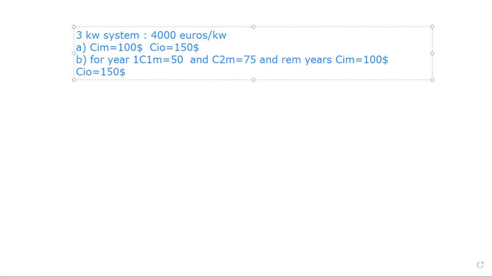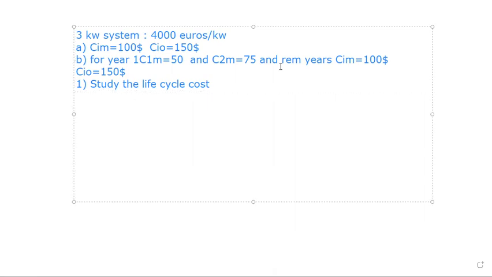Now, first, we want to study the life cycle cost of this system. So, first question, study the life cycle cost. When we talk about the life cycle cost, we don't include the incomes, just the total cost for the lifetime. They should mention for us, of course, the lifetime of the system: 20 years of lifetime.